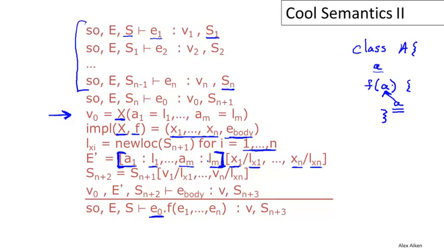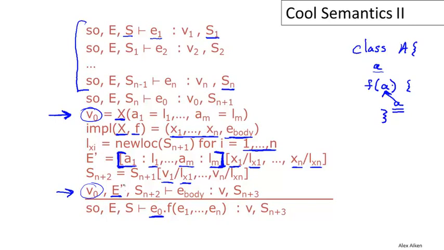Once we have the environment set up, we need to set up our store. What are the changes to the store? Well, we just have to store the actual value of each argument at the location for that argument. And finally, we're ready to evaluate the function body. And the interesting part here is the context in which that's done. So notice here that the self object in the context of running the method f is the object to which we're dispatching. And then the environment is e prime, the new environment we just set up.